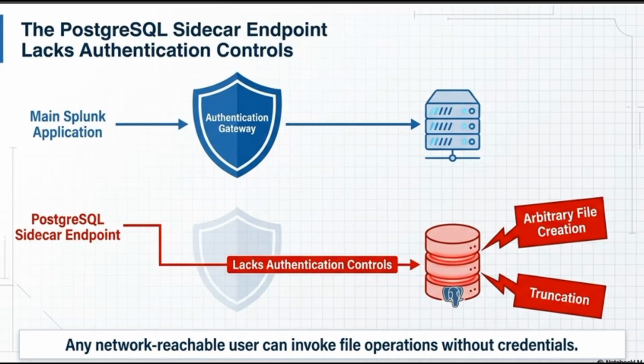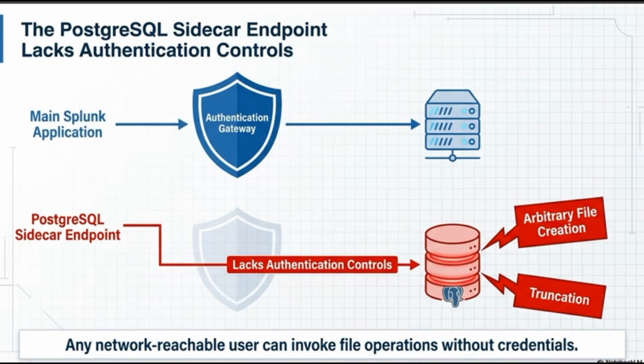Now, here is where the vulnerability lives. When you run Splunk Enterprise on premises, it doesn't just run one application. It runs a secondary component alongside, called PostgreSQL, which is a sidecar. Think of it like a backroom assistant that handles your internal database tasks for Splunk. The main Splunk application has a proper security checkpoint and an authentication gateway. You need credentials to get in normally.